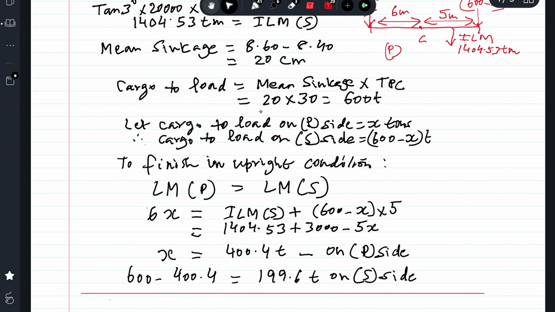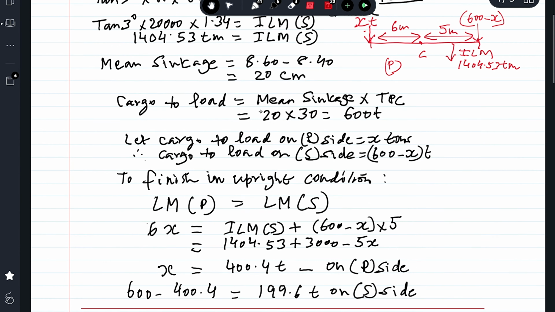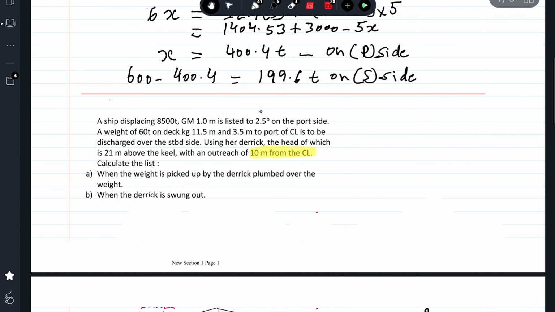Now the second question. I hope this is quite clear. You can do it yourself, rewatch it. The second question is on derrick. A ship displacing 8,500 tons, GM is 1 meter. So the initial GM is given as 1 meter. This ship is listed 2.5 degrees on the port side.